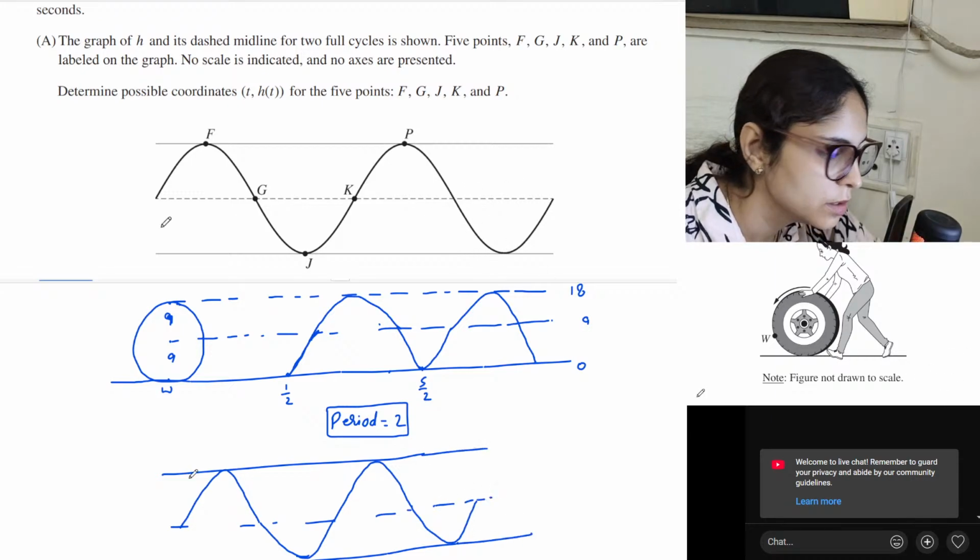Okay. This is point F. This is point G. This is point J. This is point K. And this is point P.